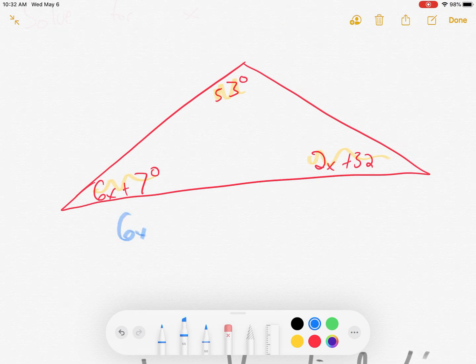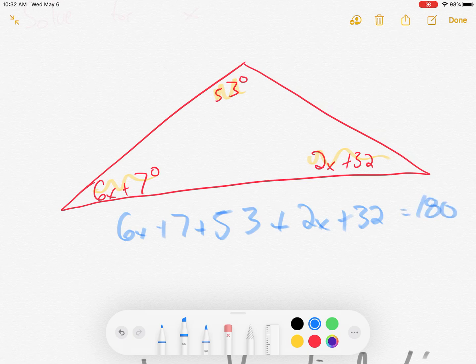Okay, when you go through and do this, you should get 6x plus 7 plus 53 plus 2x plus 32 equals 180. So I just did this plus this equals 180. Okay, I need to combine like terms. I have a 6x, I have a 2x, so 8x.